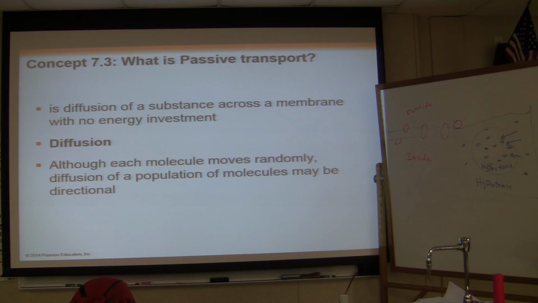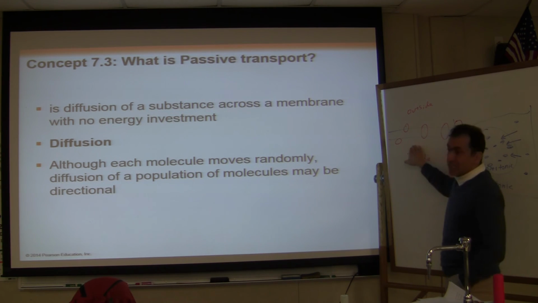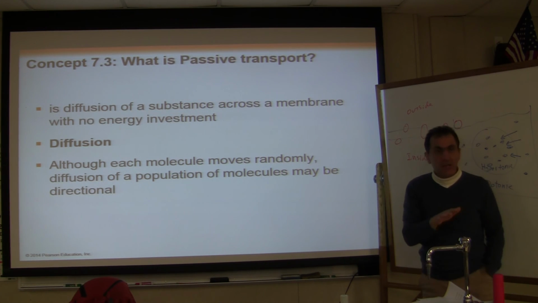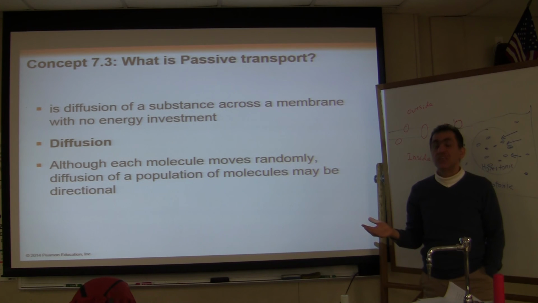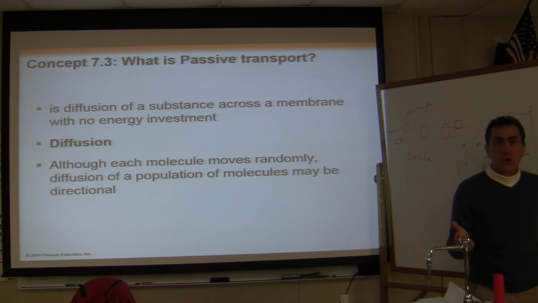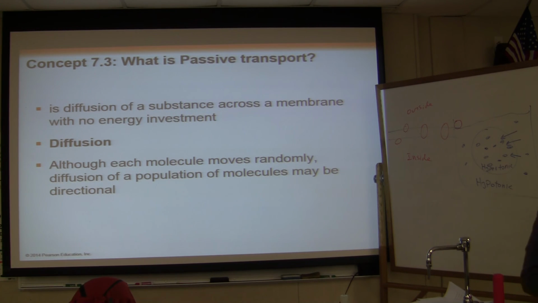What is passive transport? It is diffusion of substances across a membrane with no energy investment. When some molecules, I'm not talking about all molecules, go across membrane, there is no energy, no ATP needed. ATP in your cells, that's what we all strive for. We all work hard for ATP, because ATP inside of your cells acts like money. You have money, you have things. You have ATP, you have energy to do things.